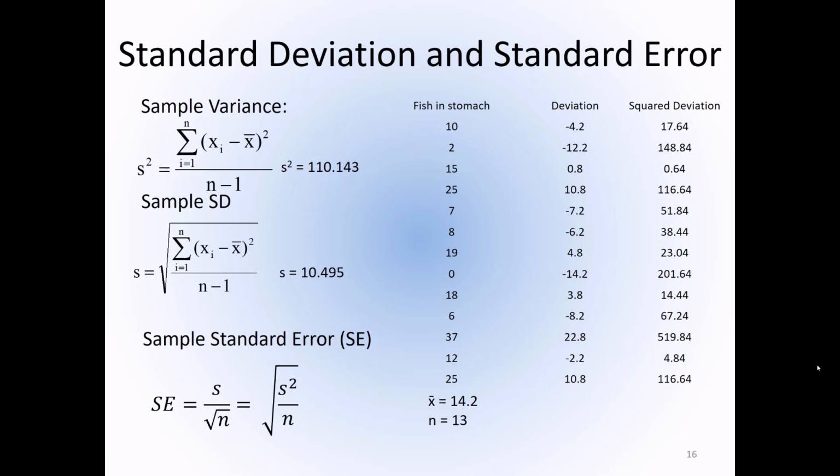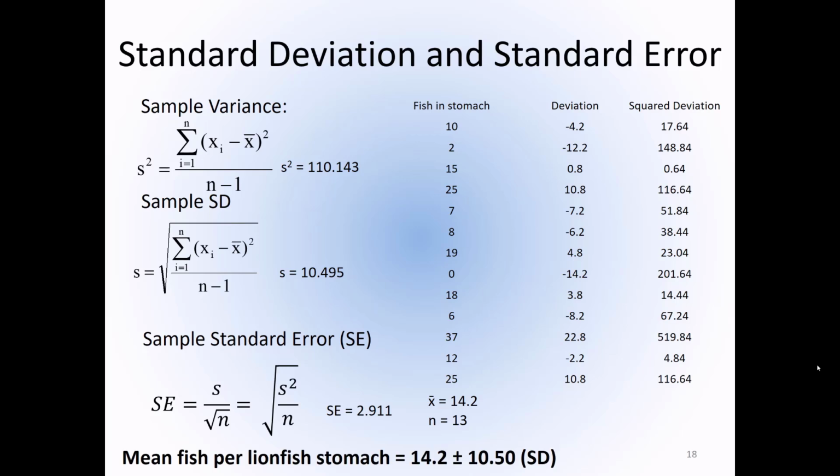Now, in order to calculate the standard error, again, this is going to be an estimate as far as how good our ability is to predict what the population mean is based on our sample mean. We're going to take the standard deviation, 10.495, and we'll divide by the square root of small n, 13 in this particular case. And we'll get our standard error of 2.911.